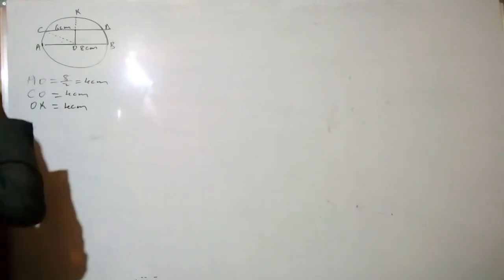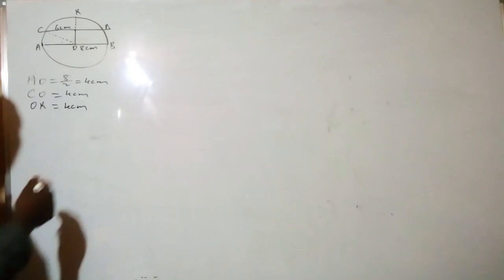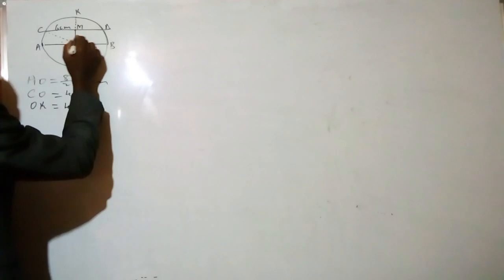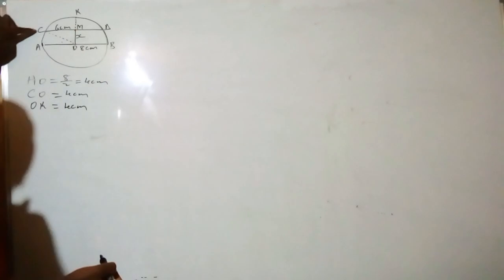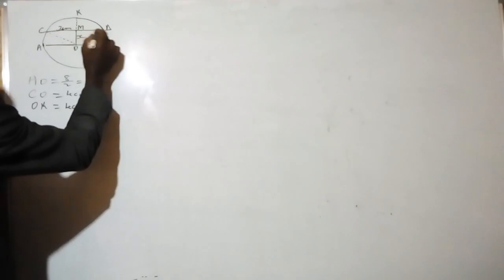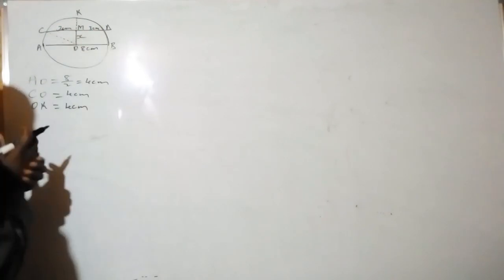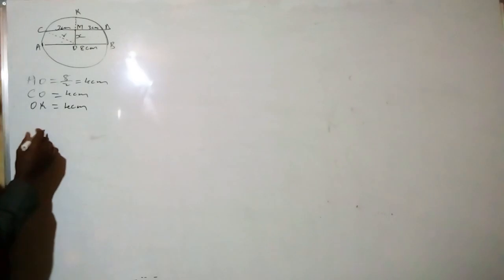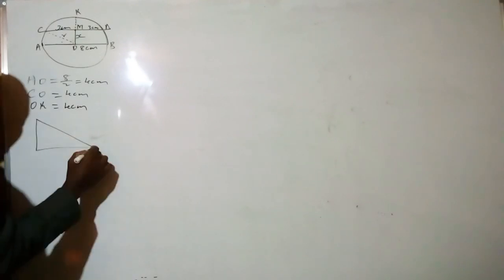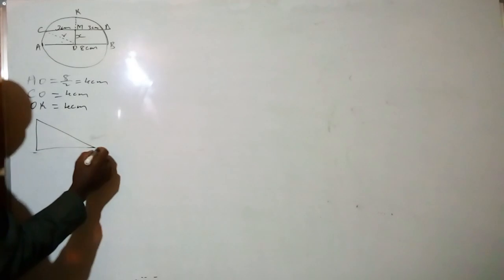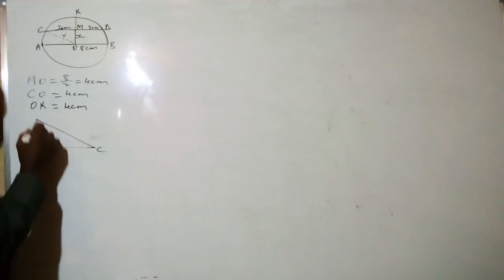The first thing you are going to do, let's say we have M there. OM, we can say it's X. CM will be 3 centimeters, and MD will be 3 centimeters. And you have said that CO is the radius. Now we can extrapolate to have a triangle looking like this: C, M, and O. This is our X.